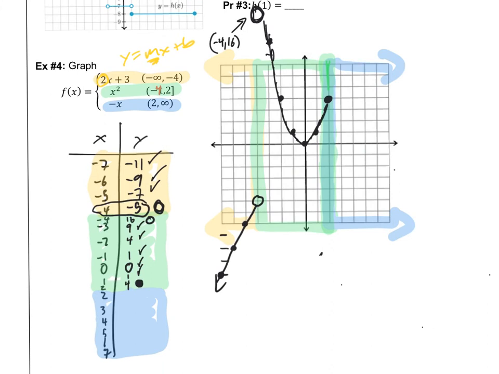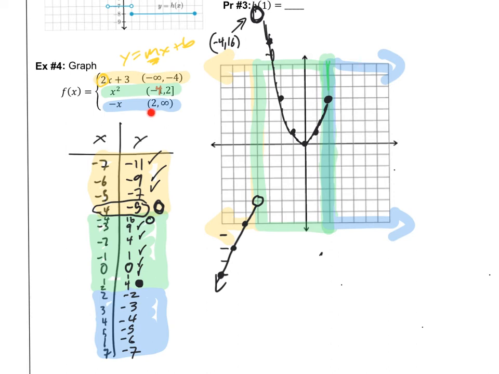And the blue one is pretty simple. All the blue function says is you take your x and you switch the sign. So we could do that. So if we put in a 2, it should be -2. If we put in a 3, it should be -3. That would be -4, -5, -6, and -7. Easy enough. But look right here.